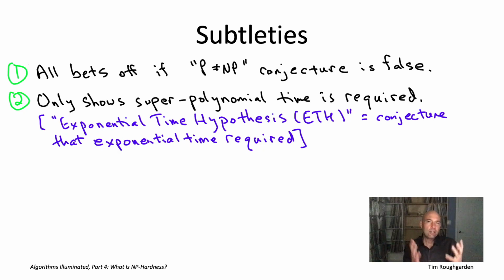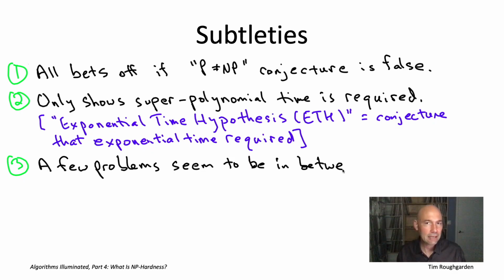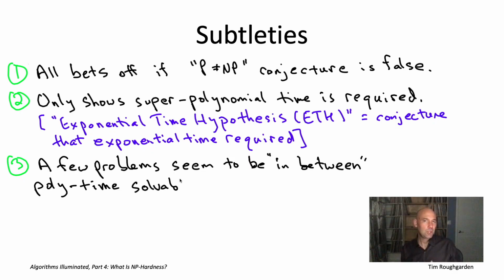So finally, I painted a picture at the beginning of this video of a rigid dichotomy. Like every problem has to be either easy, or if it's not easy, then it has to be hard. And that's true for 99% of the problems you're going to come across. But just so you know, there are a couple of natural problems that seem to reside in between. Problems that seem too hard to be polynomial time solvable, but too easy to be NP-hard.